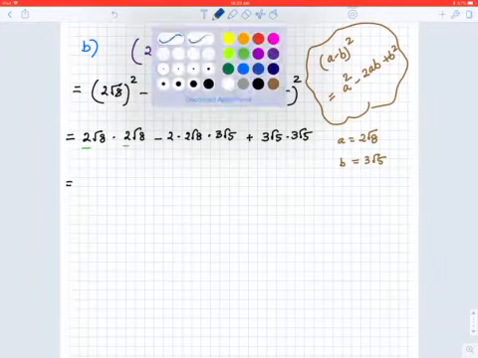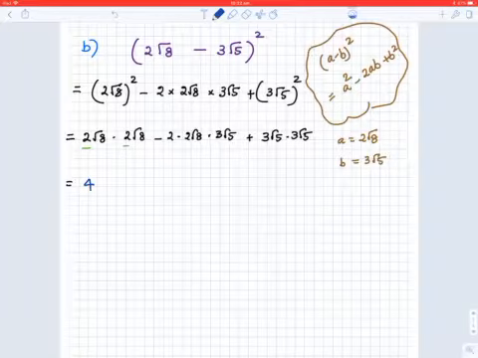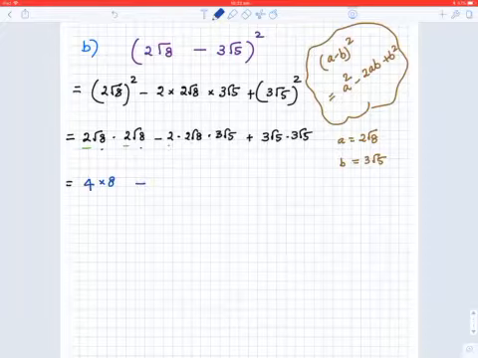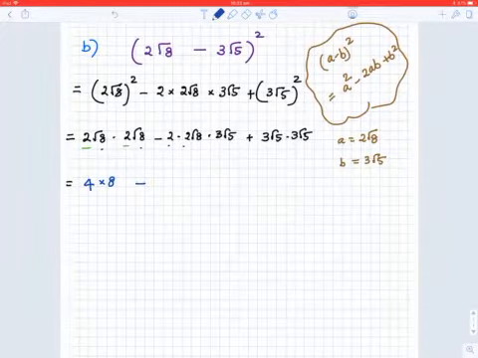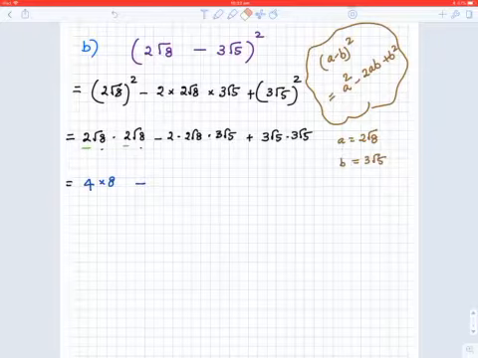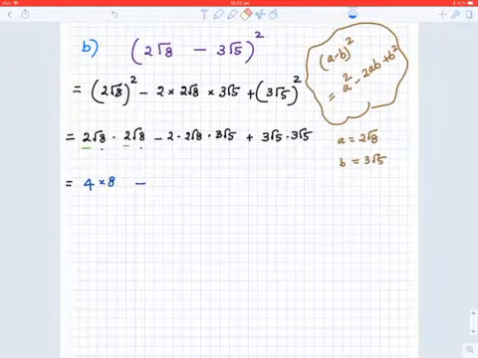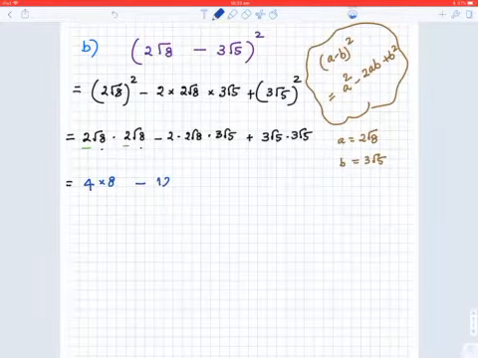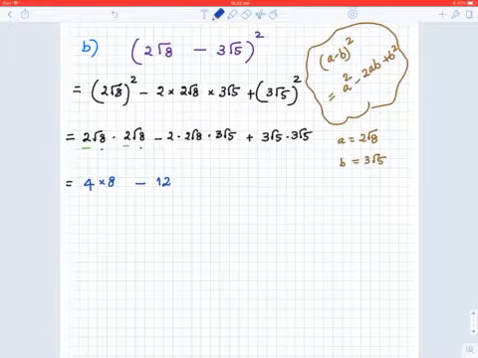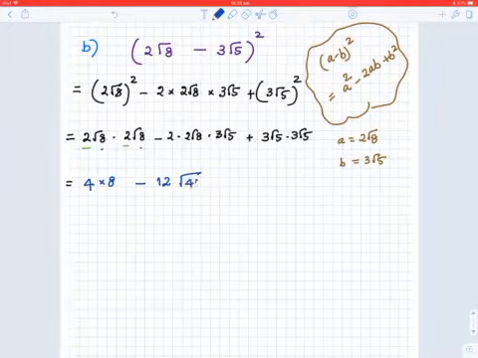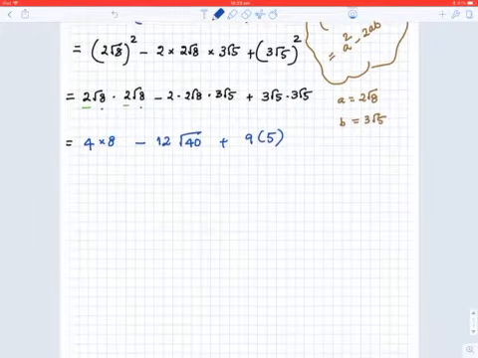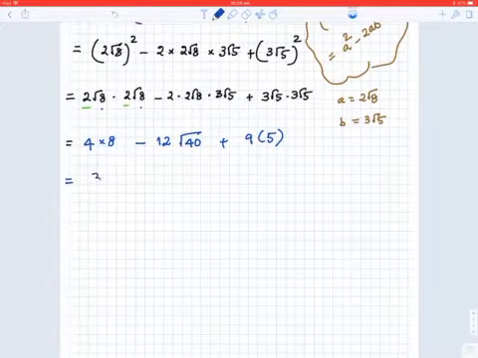2 times 2, which is 4. Then root 8 times root 8 is 8. Take away 2 times 3, the number part gives you 2 times 3, which gives you 12, and then root of 40. The next one is 3 times 3, 9 times 5.